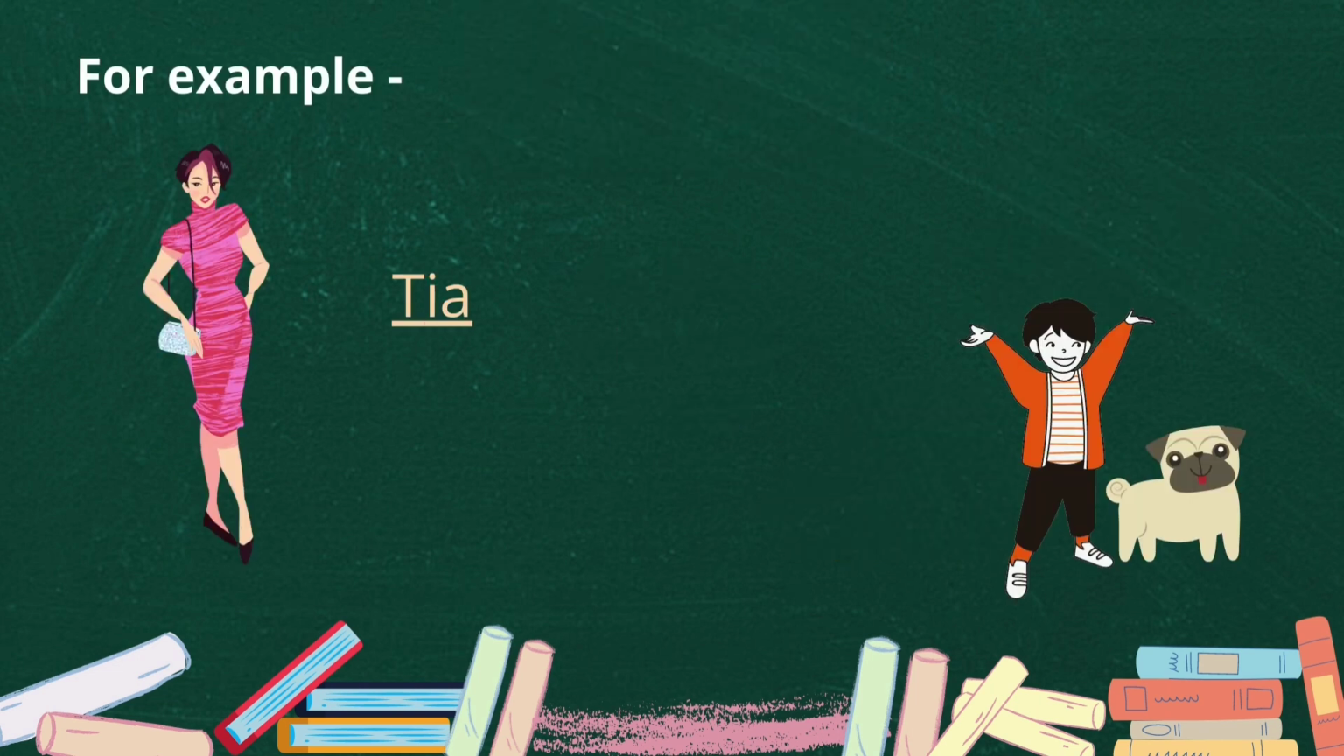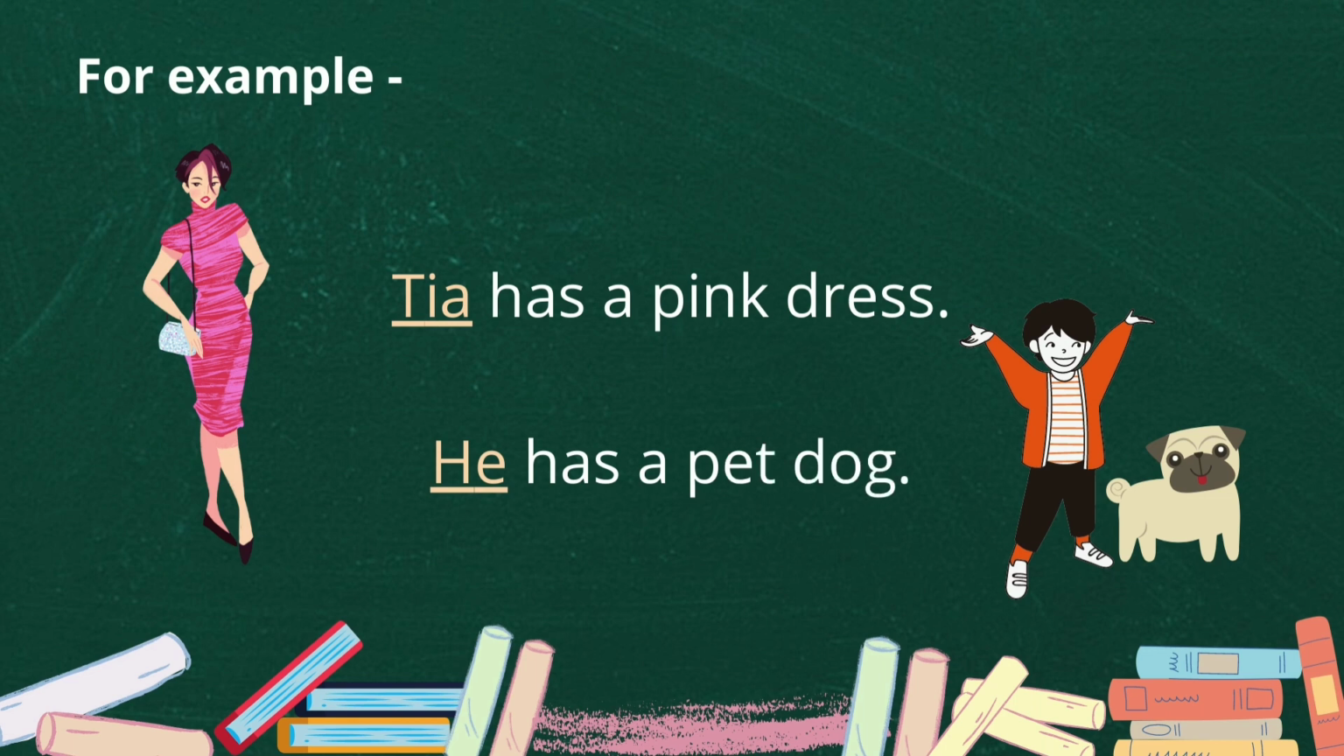For example, Tia has a pink dress. Here, Tia is a singular noun. Therefore, we'll use has with Tia. He has a pet dog. As I have explained just before, we use has with he.